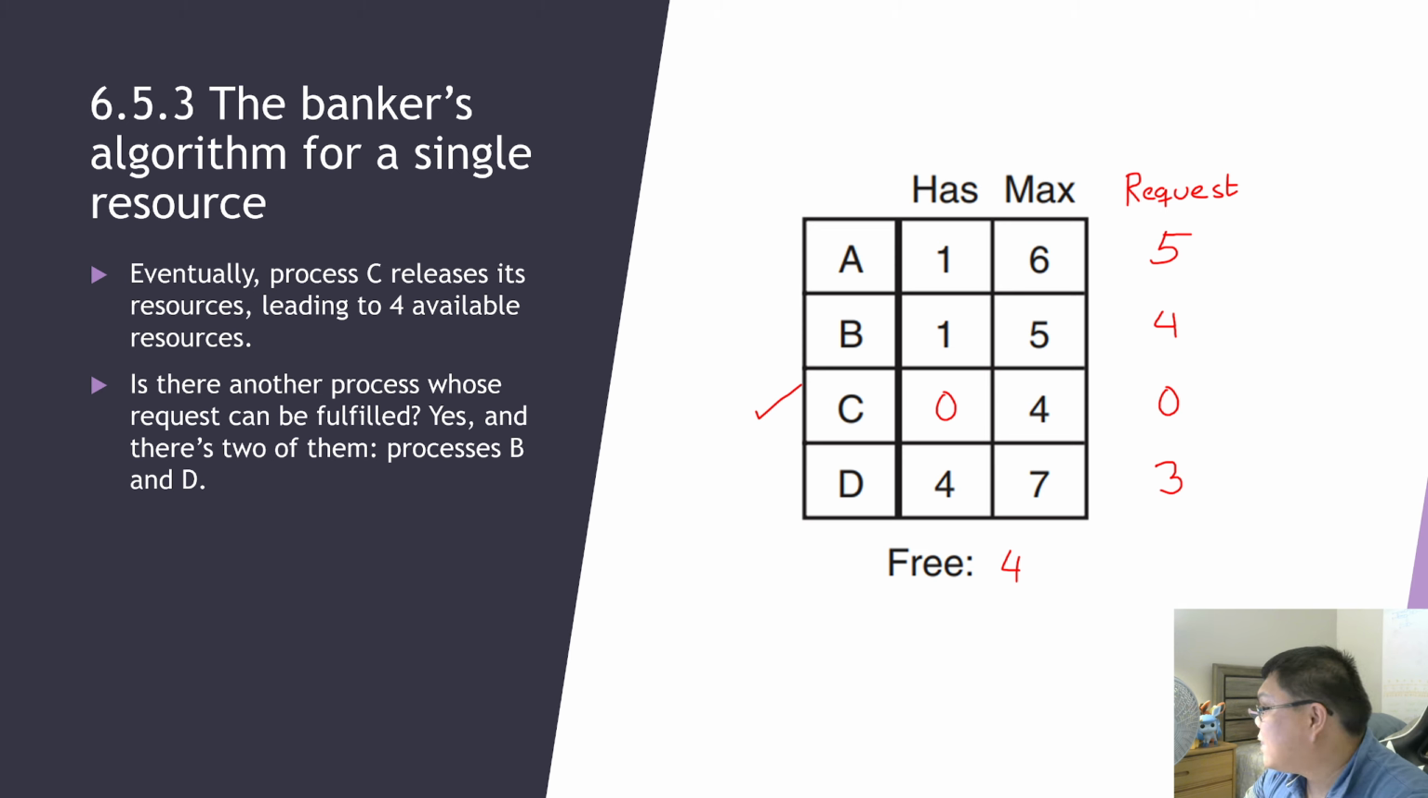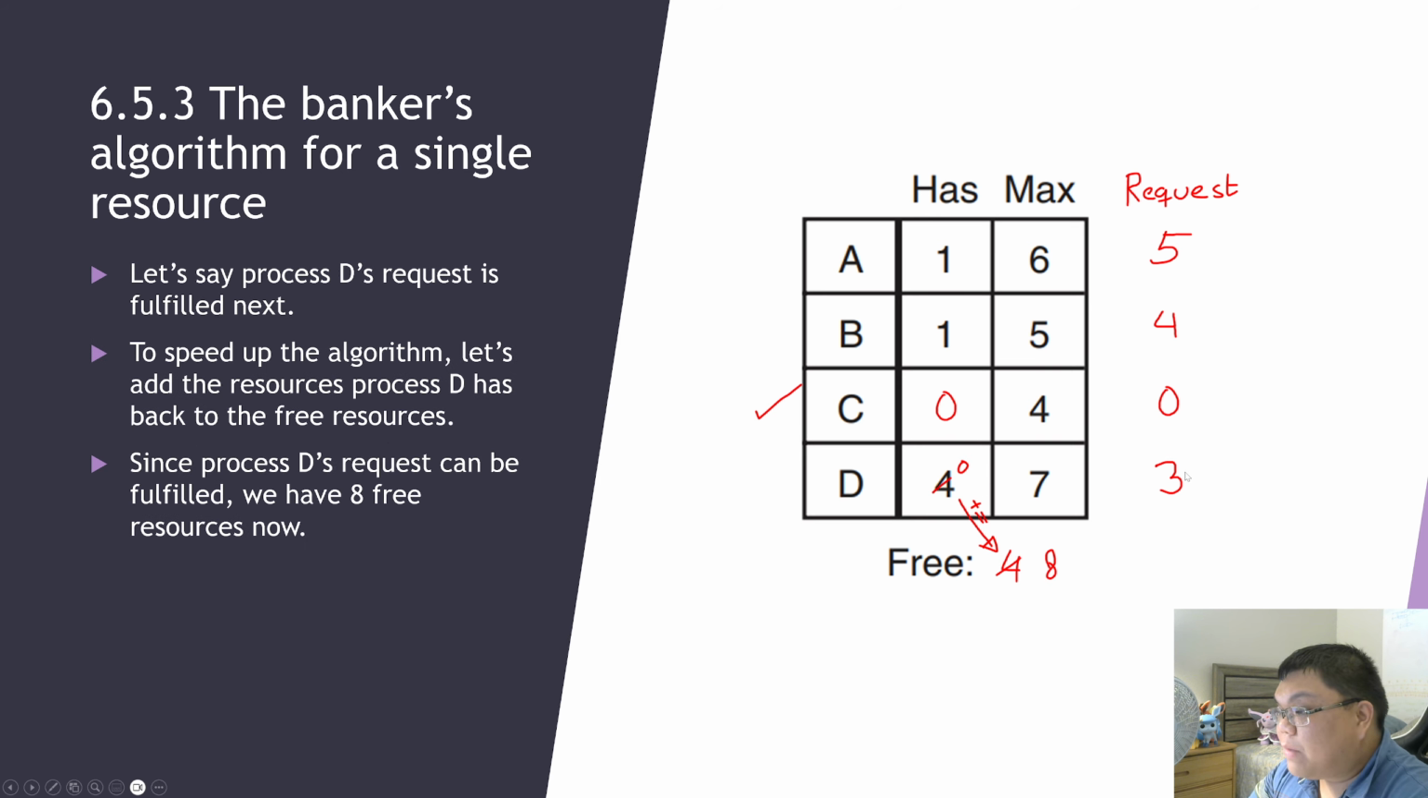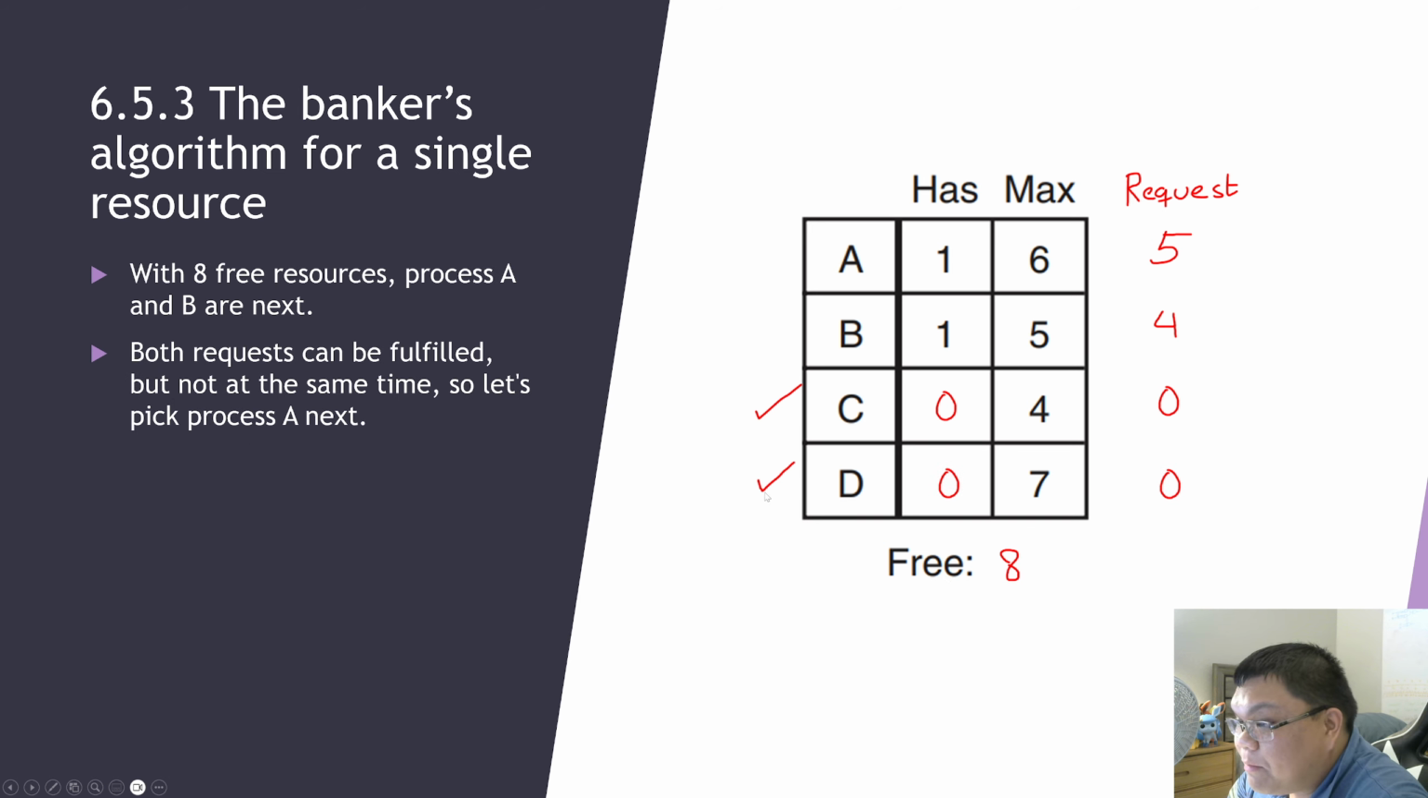Is there a request that we can fulfill? Turns out there are 2 of them. If you have more than one process whose request can be fulfilled, just pick one. We're going to pick process D for our purposes. So let's just say process D is next. Once we know that process D's request can be fulfilled, we're going to speed this up, and take the resources that process D has and just add them back to the free pool here. And then we put a check mark to denote that process D has terminated.